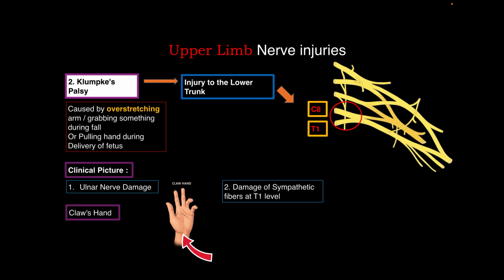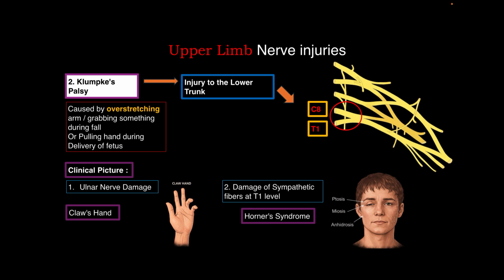And if there is damage to sympathetic fibers at the T1 root level, it leads to Horner syndrome. It is a syndrome characterized by a classical triad of symptoms, which are ptosis, miosis, and anhidrosis. Ptosis means a drooping of the upper eyelid. You can see in the picture that the eyelid is falling down. Miosis is a constriction of the pupil, and anhidrosis means inability to sweat normally. These are the classical triad of Horner syndrome.